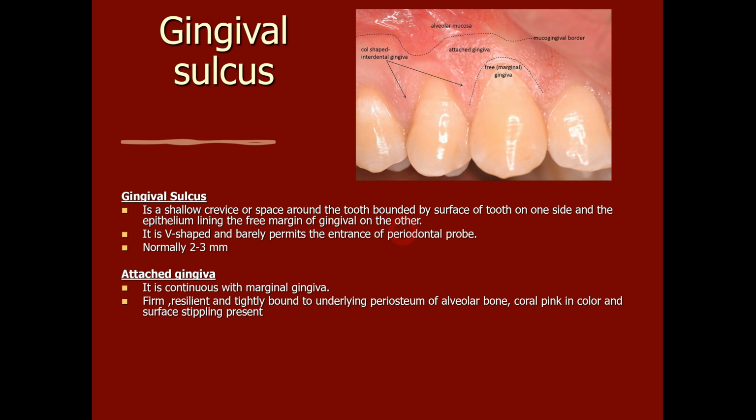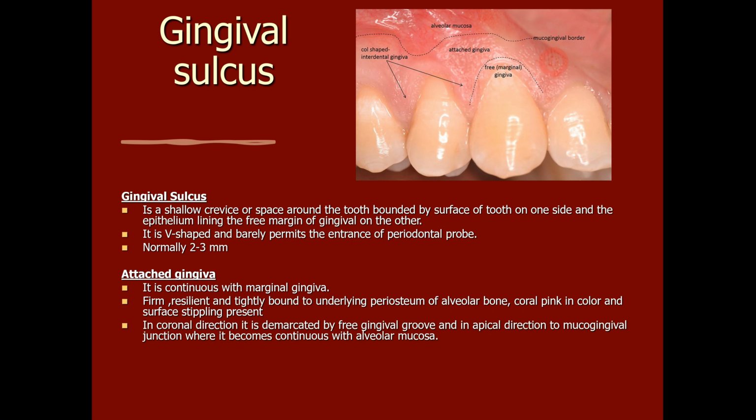Sometimes you can also appreciate a stippling effect, mainly in the maxillary central incisor. When you use a triple syringe and blow some air, you can see a dotted orange-peel appearance, something like that. That is normal. Now, when we talk about attached gingiva, it is separated from the alveolar mucosa by the mucogingival junction or border. So that is all about attached gingiva. Now, let's talk about interdental gingiva. Interdental gingiva is basically this gingiva.